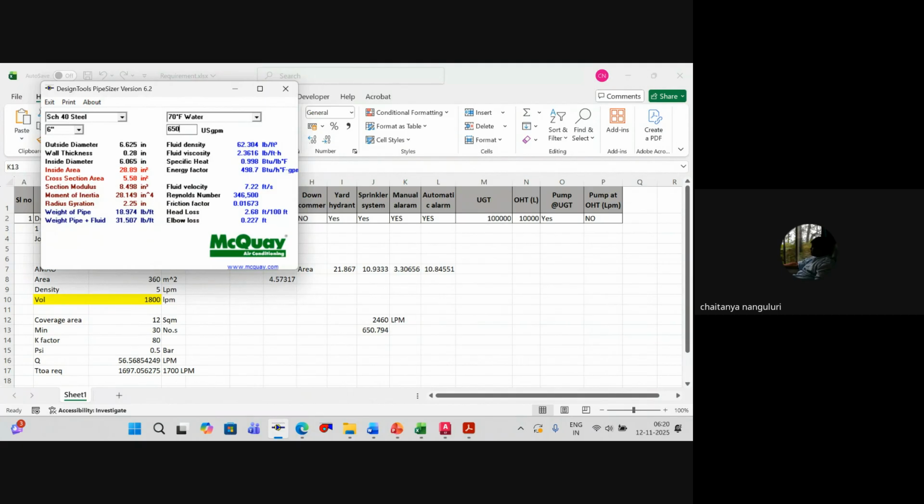Okay, the velocity is a bit higher, which is 7.22 FPS. So it's better we take around 200 mm dia, 8 inches. For 650, your velocity is 4.17, which is fine for us. How much is 4.17 FPS, your suction velocity, in meters per second? Chaitanya, I'm just checking.